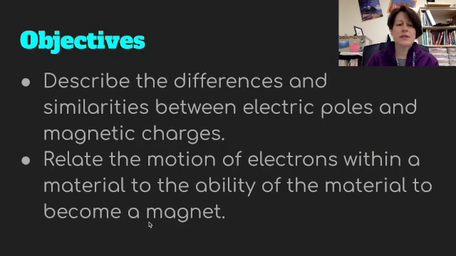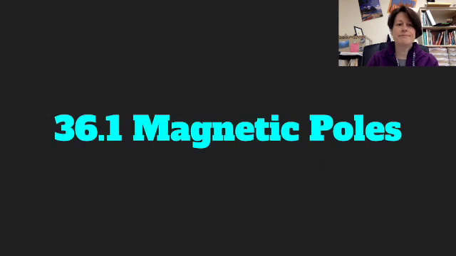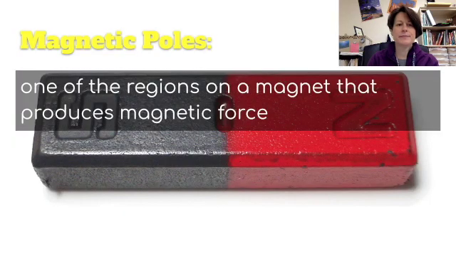So, our objectives for today's video are to describe the differences and similarities between electric poles and magnetic charges, and to relate the motion of electrons within a material to the ability of the material to become a magnet. So, let's first talk about the magnetic poles.